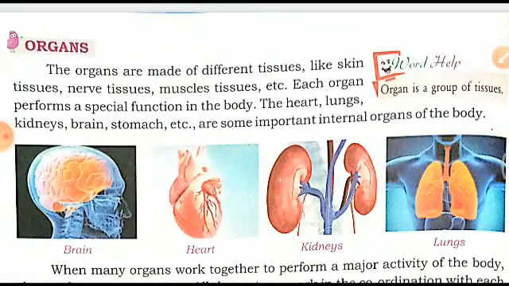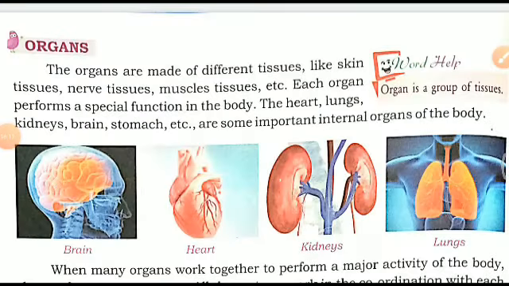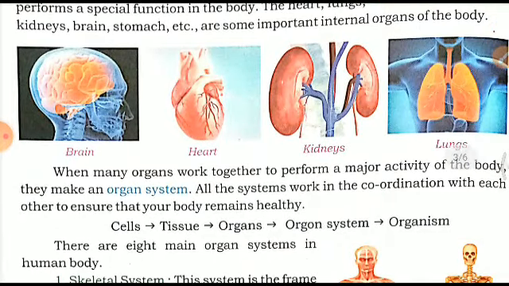The next is organ. Organs are made of different tissues. An organ is a group of tissues, like skin tissues, nerve tissues, muscle tissue. Each organ performs a special function in the body. The heart, lungs, kidney, brain, stomach, etc. are some important internal organs of the body. As you can see here, brain is an organ, heart is an organ, kidney and lungs are organs, right?